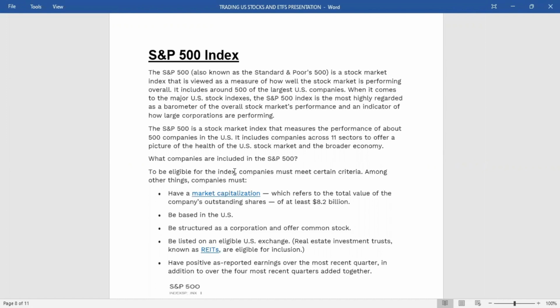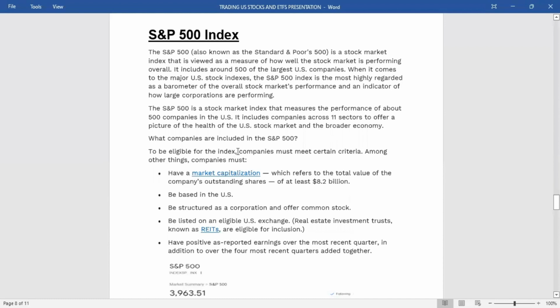The S&P 500 includes 500 of the largest US companies. So when it comes to the major US stock indexes, the S&P 500 index is the most highly regarded as a barometer of the overall stock market performance and an indicator of how large corporations are performing. So basically, if you want to understand how the US economy is performing, you need to look at the S&P 500 index. To be eligible to be listed for the index, companies must meet certain criteria.